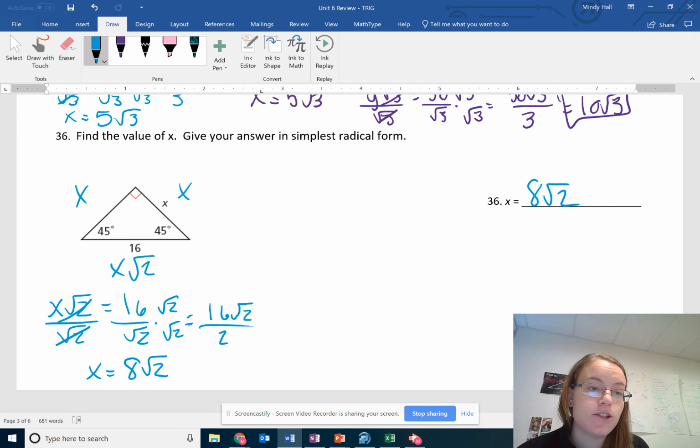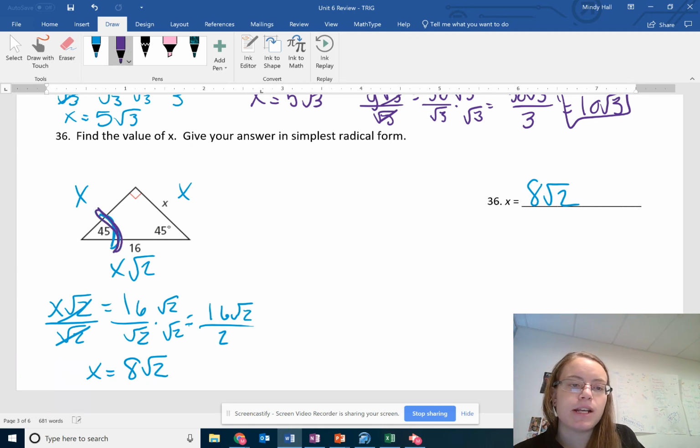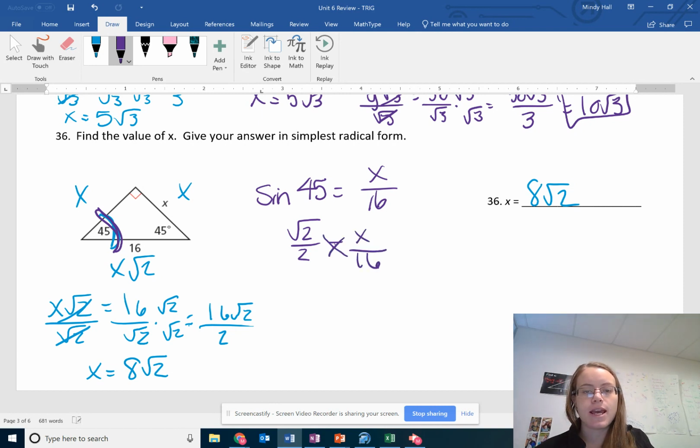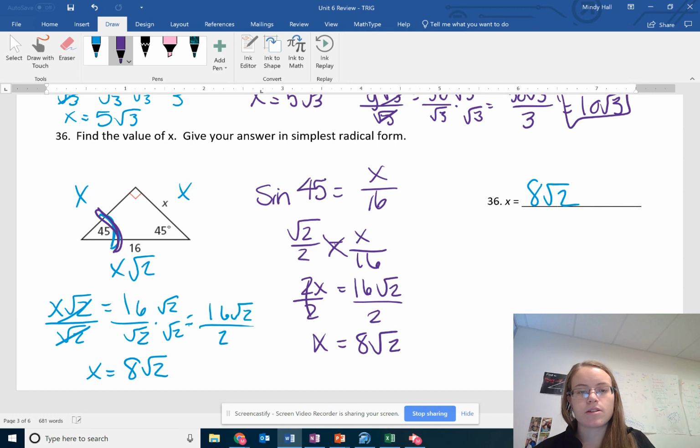Now, if you did do it with trig, you could use either of the 45 degree angles, but it would be sine of 45 equals x, opposite, over hypotenuse. Sine of 45 is square root 2 over 2. So that equals x over 16. And then we cross multiply to 2x equals 16 square root of 2. And then we divide by 2. So again, notice that these two methods look really similar to each other, and they both end up with the same result.